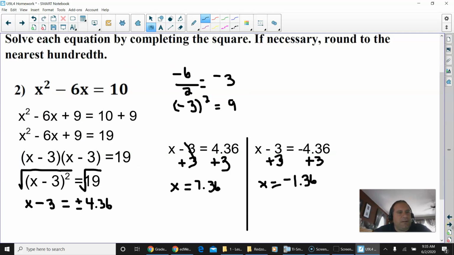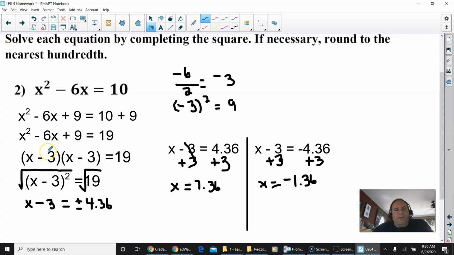All right, hopefully you did this. The first thing you do is -6 divided by 2, because you're taking this b right here, dividing it by 2, getting -3, and then squaring that result, which is -3 times -3, and that is +9. You add the 9 on the left side, you add the 9 on the right side, so that it becomes x squared minus 6x plus 9 equals 10 plus 9, which is 19.